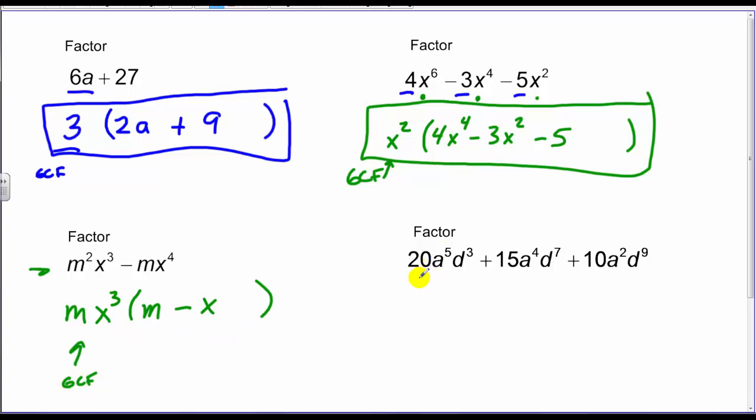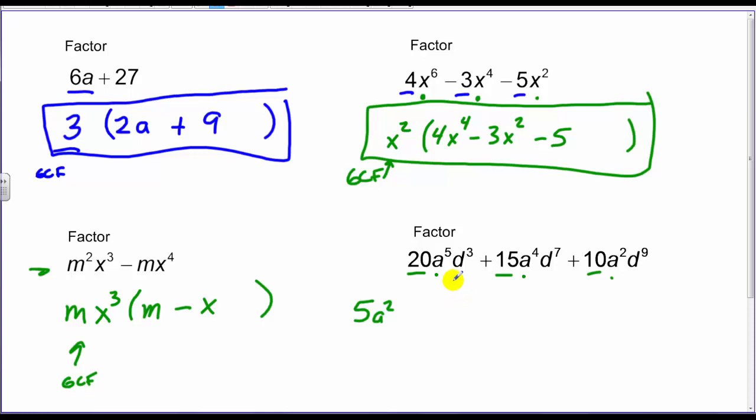I need to find a GCF between 20, 15, and 10. Well, I know that in each of those numbers, 5 goes into those, and that's my biggest factor in terms of numbers. When I look at the variables, I have an a to the 5th, an a to the 4th, and an a squared. A squared is in each of those.